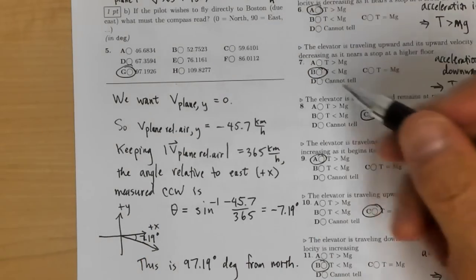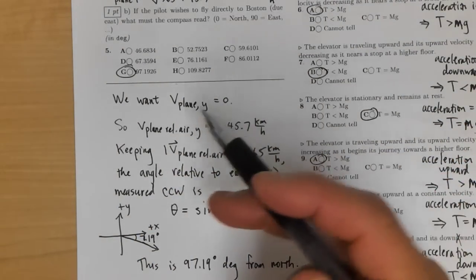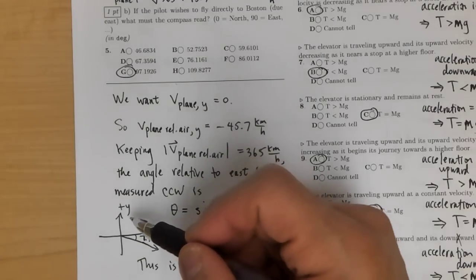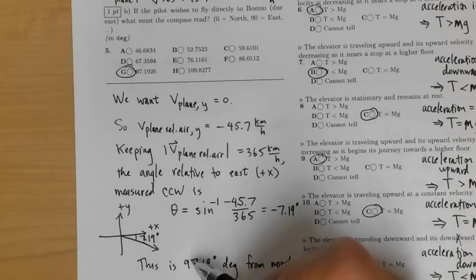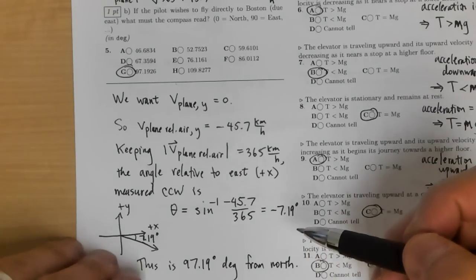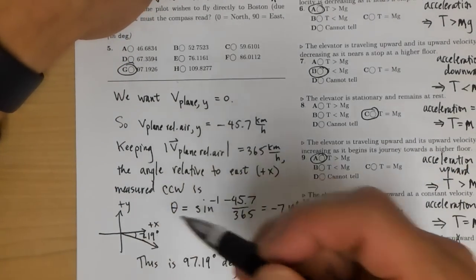So that's the angle measured below east. But if we want to measure it from north, all the way like this, you just have to say it's 97.19 degrees from north, because there's an extra 90 degrees here.